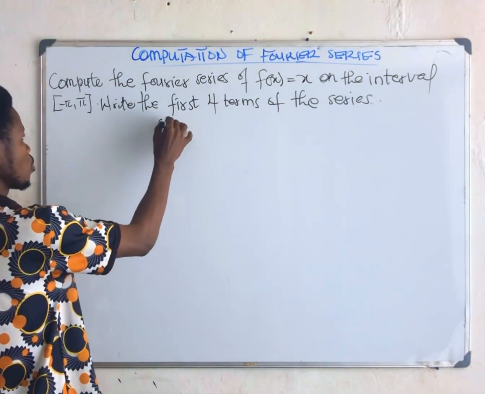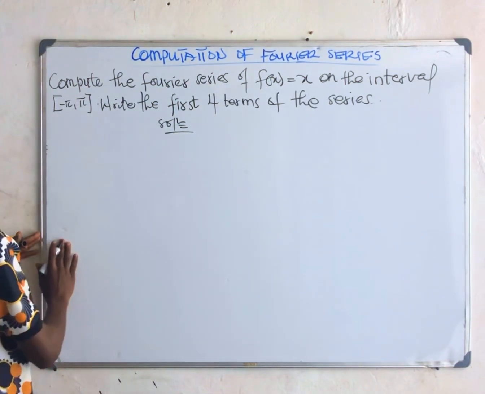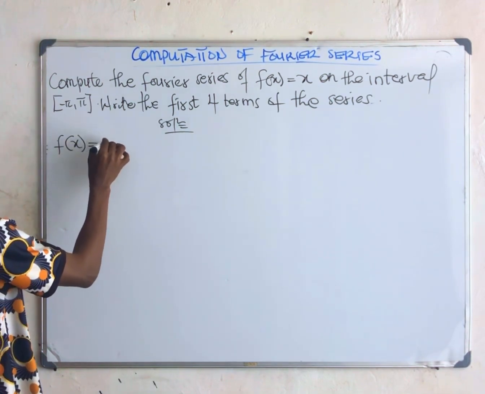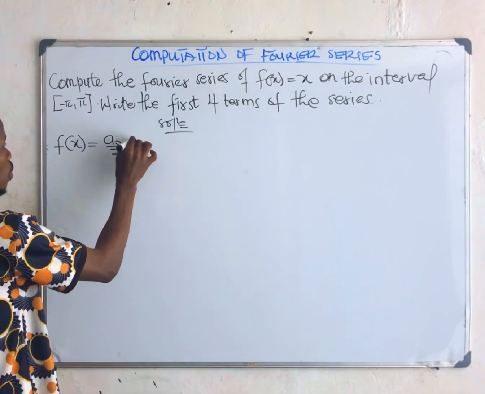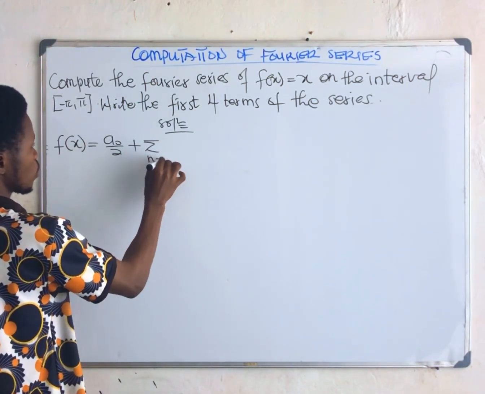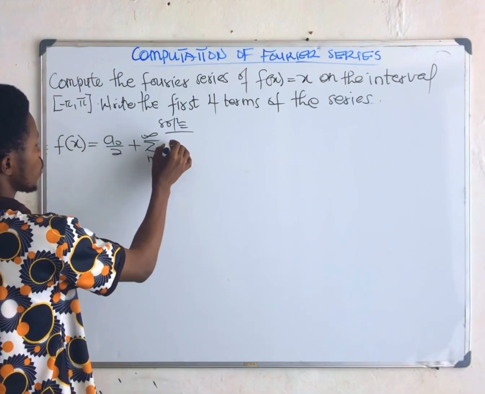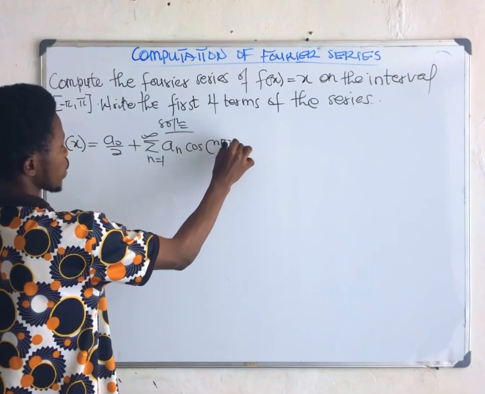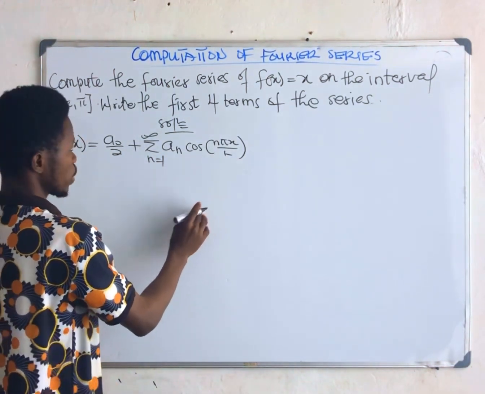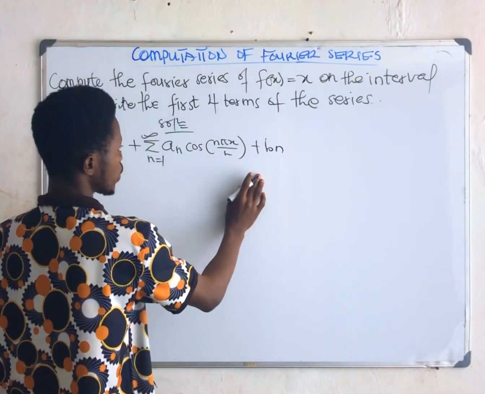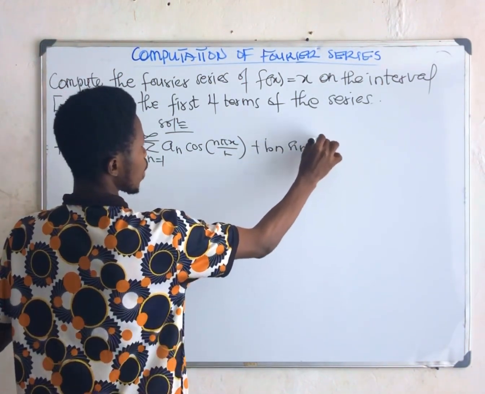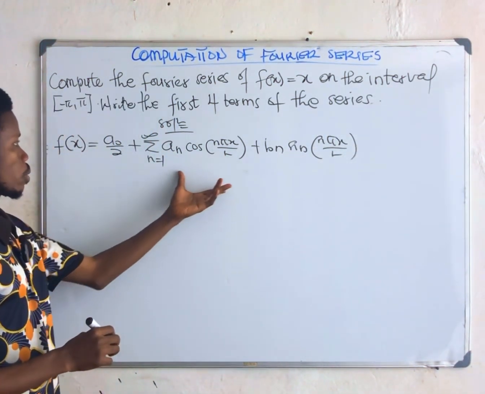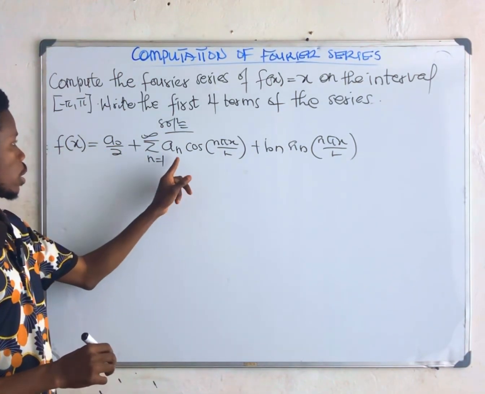So for you to be able to do that, you know the formula given is a naught over 2 plus the summation as n equals 1 to infinity of an cos n pi x over l, plus bn sine n pi x over l. So this is what you have. Now, having this formula, you are going to find a naught, an, bn.